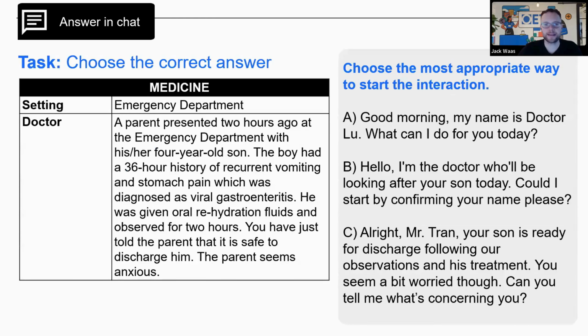Now let's try another task. This time, the setting and background information are on the left. Choose the most appropriate way to start the interaction from the options on the right and post your answer in the chat. So go ahead and read the setting and the situation on the left and choose which letter is the best way to start out this interaction, A, B, or C. Go ahead and take about maybe 30 seconds to do that as well.